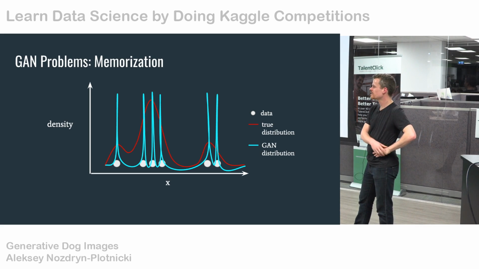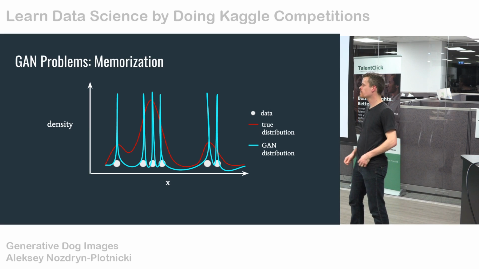I'm probably missing something. How would it be able to memorize anything? The generator never sees a real picture. The generator just gets the noise, and the discriminator is just a loss function. There is no way it can memorize anything. It can memorize the distribution, but there is no way it can memorize the actual image. It's impossible. Right. So okay.